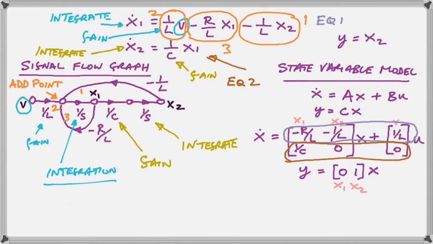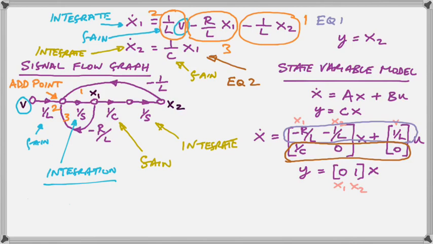And the same is true to get to x2. We get to x2 from x2 prime. Notice the path. The path comes through 1 over C, which is the gain, and it's coming from the x1 node. So it goes through the 1 over C, which is the multiplication of it. Then it reaches a point there, and then it goes through an integration to move from x2 prime to x2. So where the arrow points to is now x2.